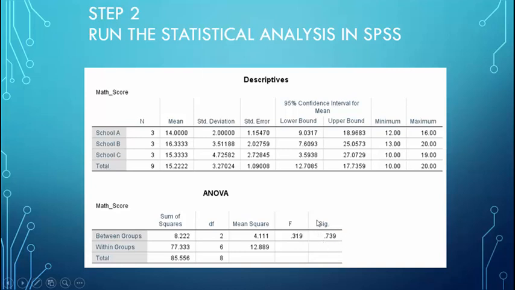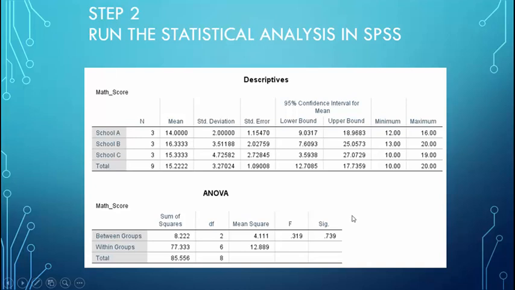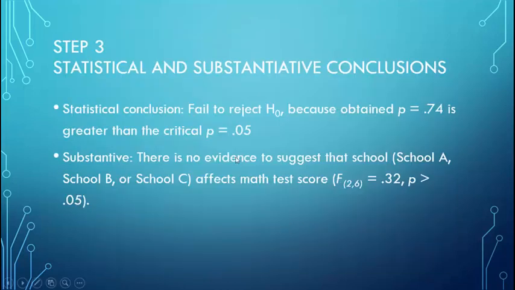And here's our significance. If we test this at the 0.05 level, then this sig has to be less than 0.05, which in this case it's not. It's much greater than 0.05. So we make our conclusions. Our statistical conclusion is that we fail to reject the null, or you could say accept the null, because our obtained P of 0.74 is greater than the critical P of 0.05. Same thing as we've done in t-test. We compare this significance value to our test value of 0.05. And if it's greater, then we fail to reject or accept the null.